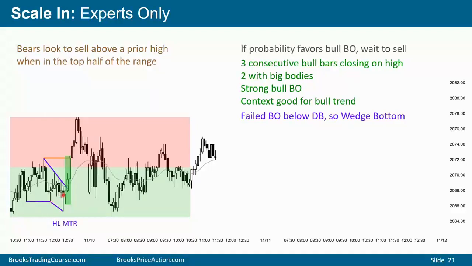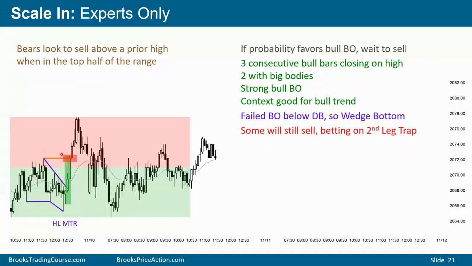We have a double bottom, a break below the double bottom, and a reversal up, and therefore it's a type of a wedge bottom, failed breakout below a double bottom. It's also a higher low. We don't know what the bars to the left look like, but let's say it was a bear trend. This would be a bull breakout, and this would be a higher low major trend reversal.